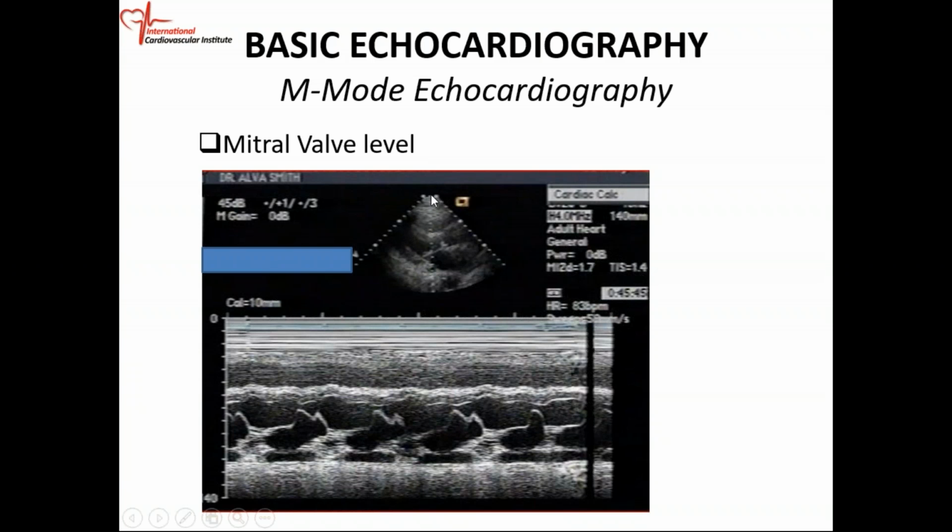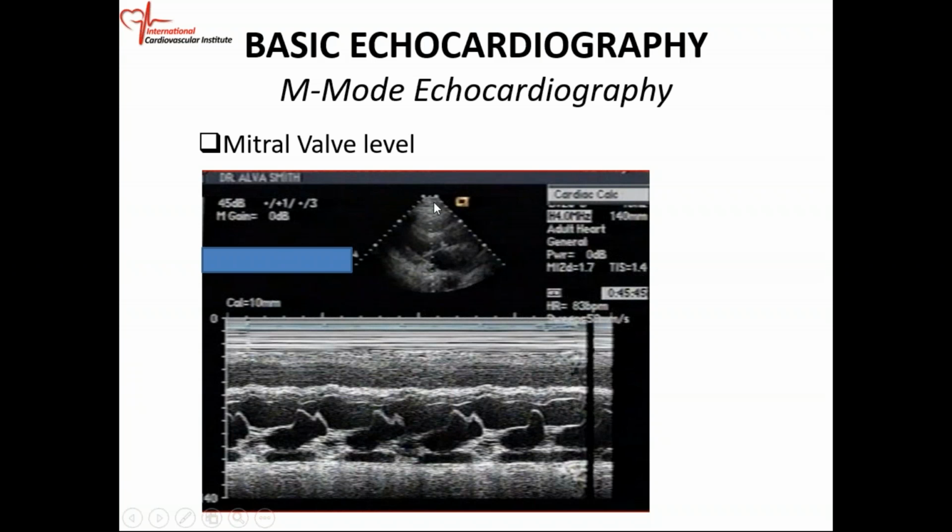to the mitral valve level. So this is M mode at the mitral valve level. Again, your transducer is right up here. Two-dimensional parasternal long axis view is right there. This is the cursor. We just move the cursor over a little bit.